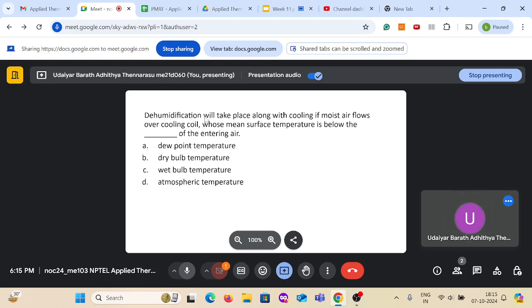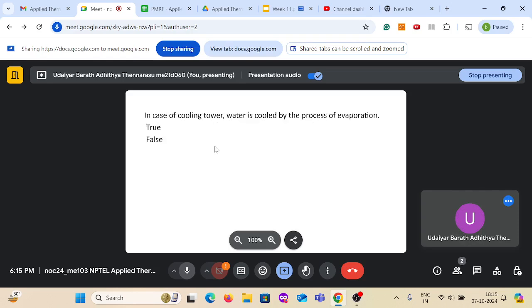So dehumidification will take place along with cooling if moist air flows over a cooling coil whose mean surface temperature is below the dew point temperature of the entering air.